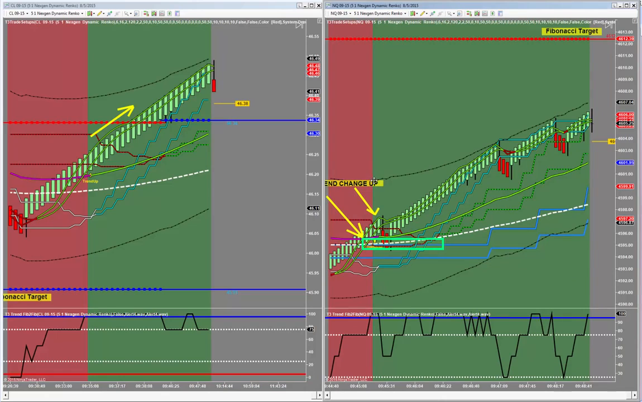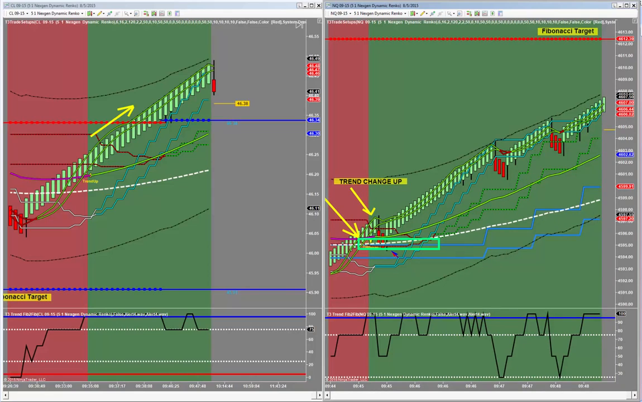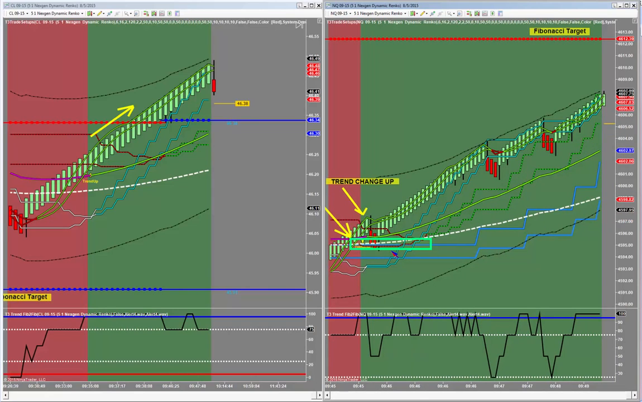Does everybody understand the concept of the trend change? Small triggers breaking through all the synthetic triggers, trend change up. Hopefully so.